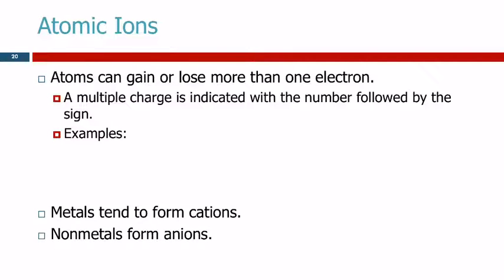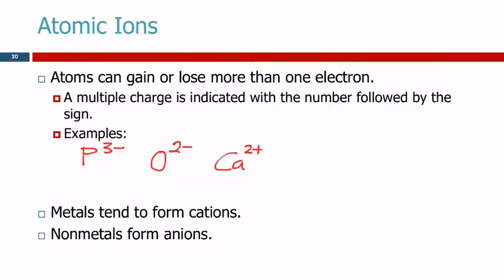Atoms can also gain or lose more than 1 electron. So gaining 1 electron gets you a -1 charge, losing 1 electron gives you a +1 charge. What if you gain 3 electrons? Well, phosphorus does that. When phosphorus gains 3 electrons, it becomes P3-. Oxygen gains 2 electrons. Calcium loses 2 electrons. So we write the number of the charge first and the sign after it. So if you have a multiple charge, the number goes first and then the sign.